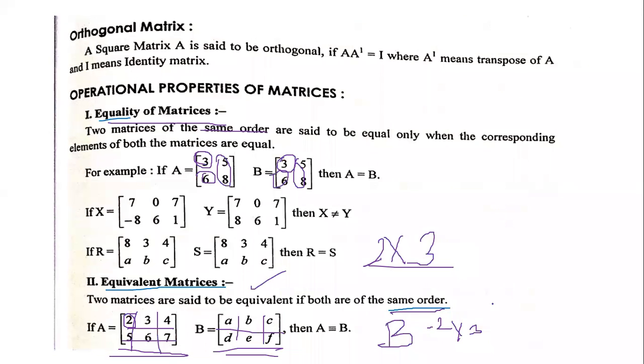So when the order is the same, you can say they are equivalent matrices. So you will not put equal to, but you will add another line which says equivalent. So A is equivalent to B only on the basis of the order of the matrix. Okay, so this is the equivalent matrix. Understood, equivalent matrix?